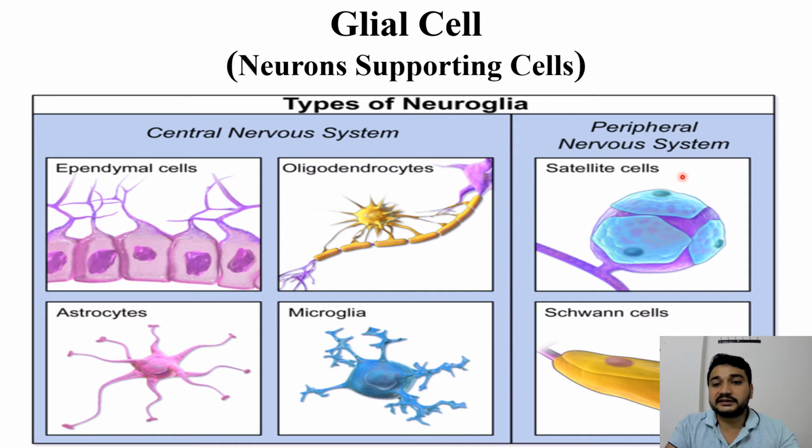In the peripheral nervous system we have two types of supporting cells, the satellite cells and Schwann cells. Oligodendrocytes are structures which provide nutrition and also provide insulation to the neurons.